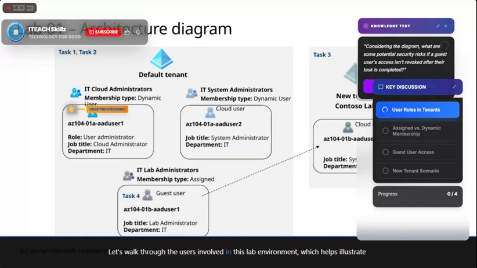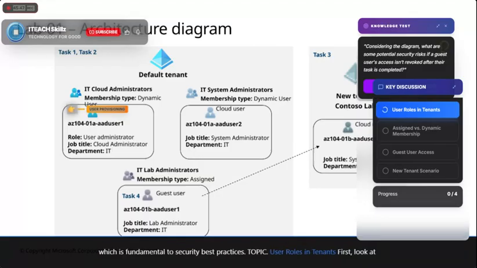Let's walk through the users involved in this lab environment, which helps illustrate how permissions and access are managed across different tenants. We see a visual representation of user roles within Azure Active Directory, specifically focusing on two tenant scenarios: the default tenant and a new Contoso Lab tenant. This isn't just about creating accounts. It's about understanding who has access to what, which is fundamental to security best practices.